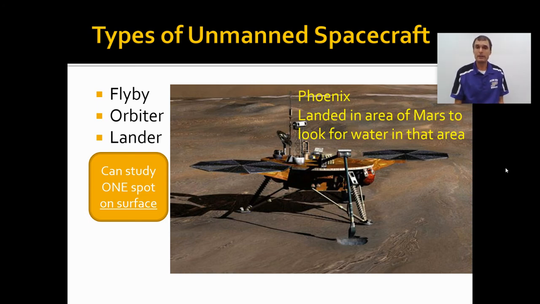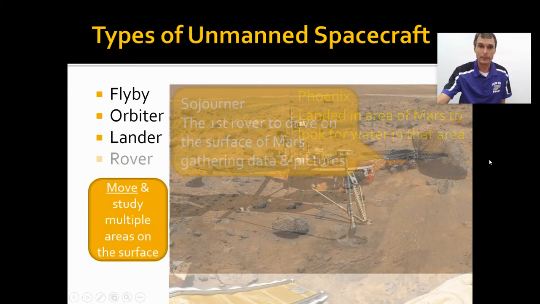So the example here is the Phoenix lander, which landed near the North Pole of Mars. Essentially, they were sending it to see if it could determine if there was water ice in the soil in that area of Mars. And it did find water ice in the soil there in the time that it functioned. So cool. You can't really do that with an orbiter or a flyby.